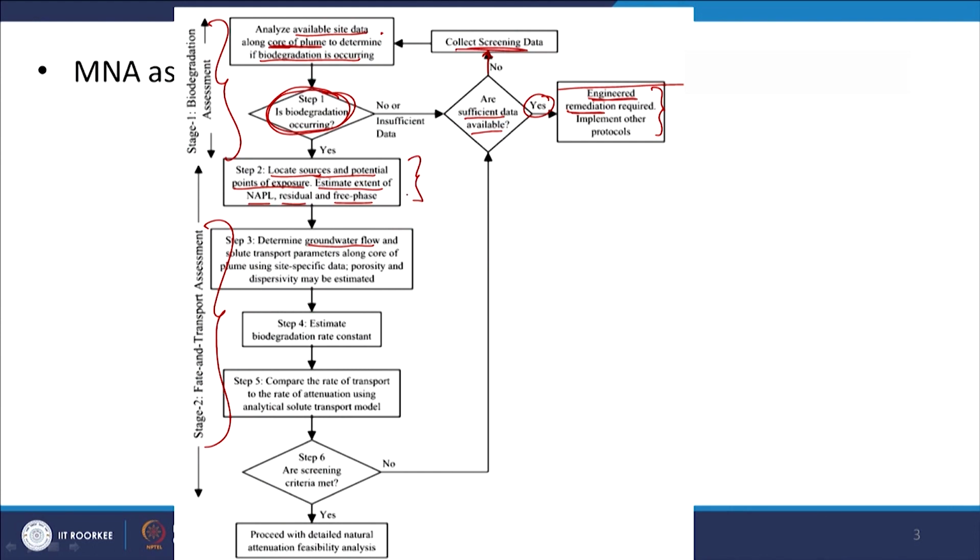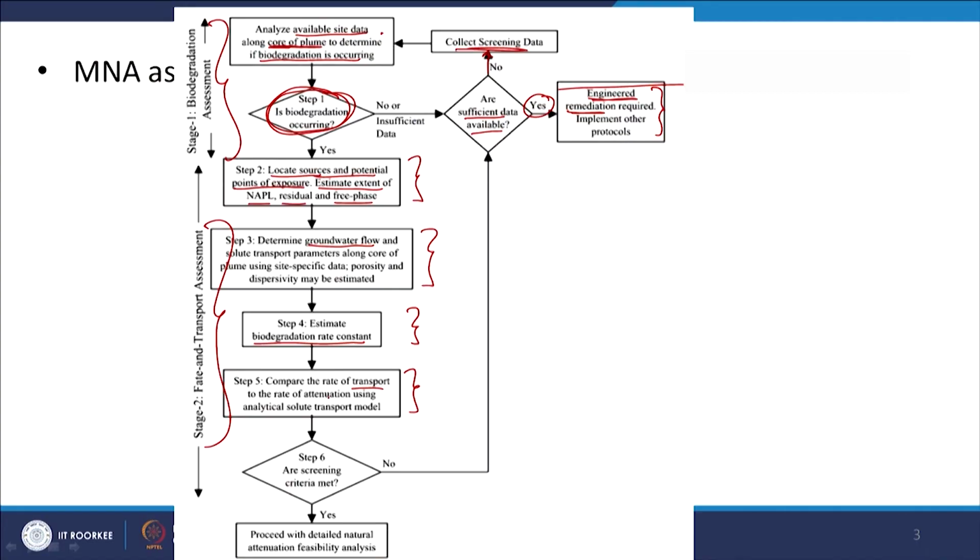So here we identified the different contaminants. Here we look at what are the factors that are going to affect the transport. Here we look at the rate, or the kinetics, of your biodegradation, and then we are going to look at both the transport and attenuation models, and then we compare or look at all this data to see, is the screening criteria met? If not, go back either to engineered remediation or repeat the process with more data, or if it is feasible, then we put in more resources for detailed natural attenuation feasibility analysis.